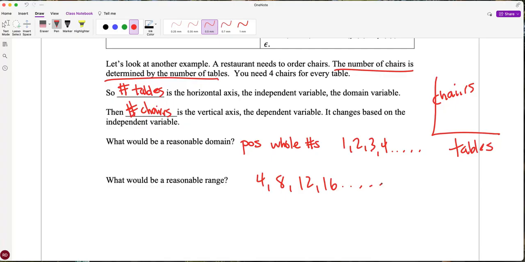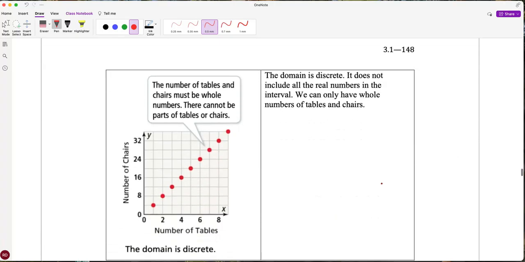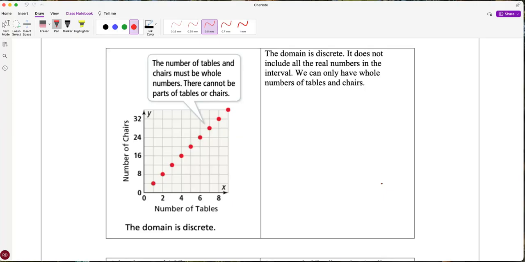So it's not continuous. If I looked at this problem, this is what the graph looks like. For 1 table, you order 4 chairs, for 2, 8. So this is not continuous. In the middle school definition, you are not able to draw this without doing what? Lifting your pencil, okay? So this is not a continuous domain. We say that this domain is discrete, okay? One of my pet peeves is it's not this word.